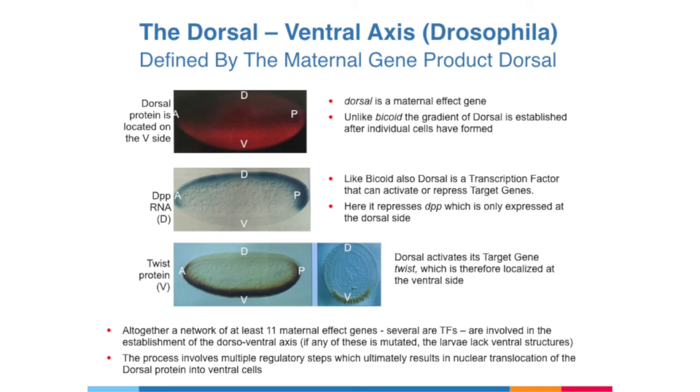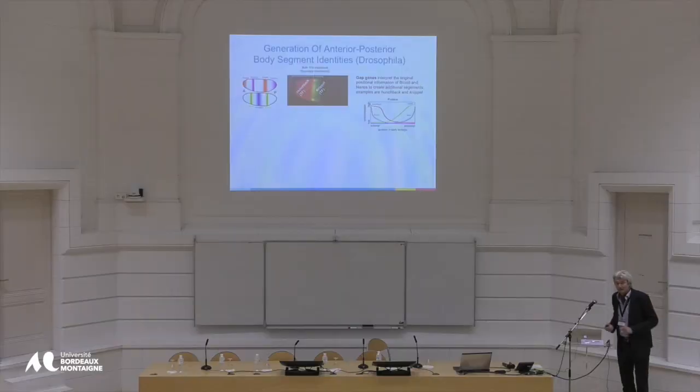And vice versa, Twist is a positive target gene. It's expressed in the ventral area and not in the dorsal area, because it's only the ventral area where these genes are. So again, we are back to transcription factors which activate their cognate genes, and this is more complex than I depicted here, because for the ventral axis you need at least 11 factors which are donated by the mother. And this goes into multiple regulatory networks which establish further segmentation.